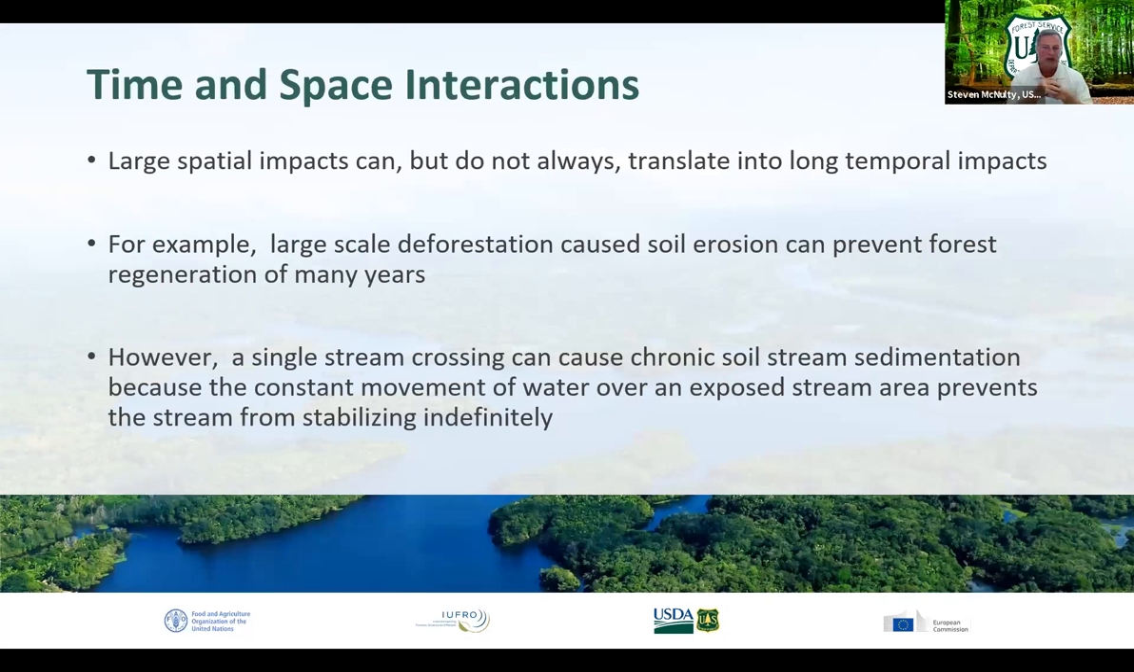There's also the interaction of time and space. So large spatial impacts can, but do not always, translate into long temporal impacts. For example, large-scale deforestation can cause soil erosion and prevent forest regeneration for many years. It may take a long time for those trees to regenerate in those areas, and over that time, water quality issues will remain. However, even at the very finest scale, such as a single stream crossing, if the area is degraded sufficiently, then that amount of sediment in the stream can exist for many, many years, decades, or even centuries to come. There are areas in the US that were degraded in the early 1900s that still exist, and the US Forest Service is still addressing those areas today.